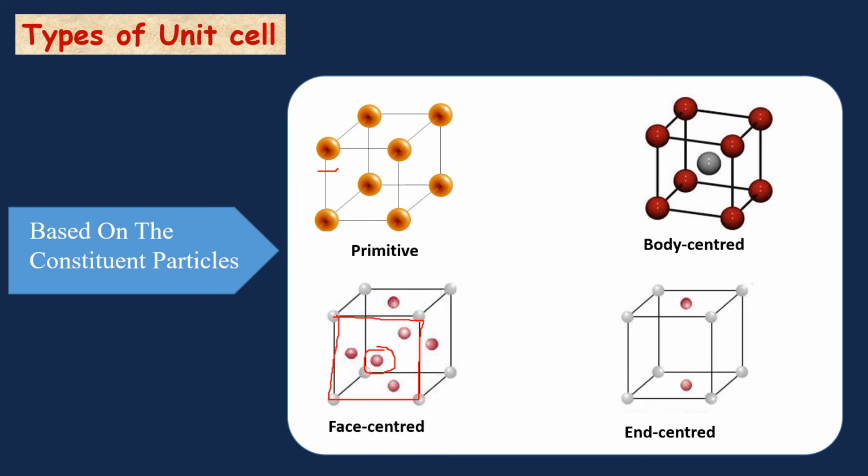The next one is end-centered. Here also, in addition to the corner particles, 8 corners, there are particles. In addition to that, there are 2 particles at their face centers which are opposite to each other. Only 2 faces. They are called end-centered unit cell.